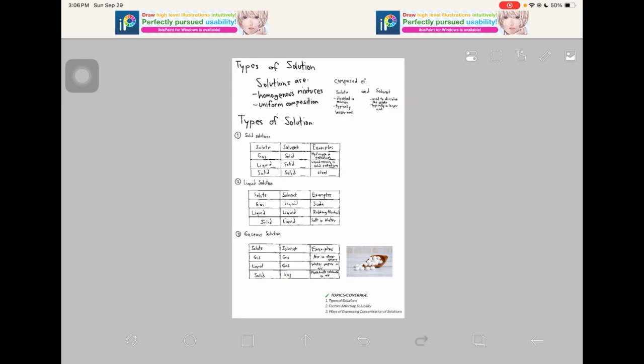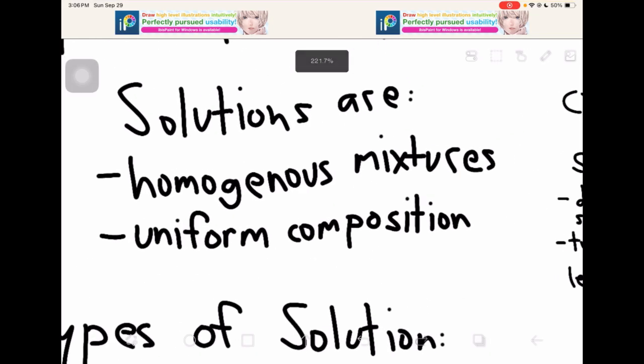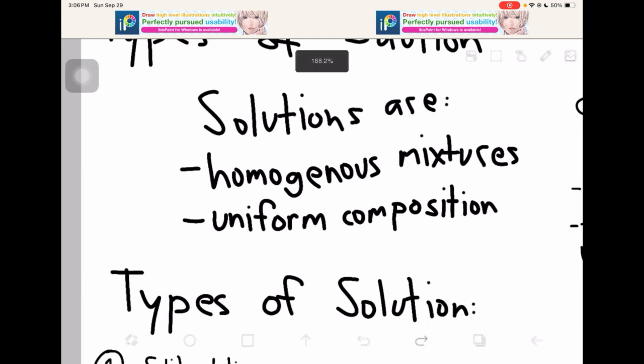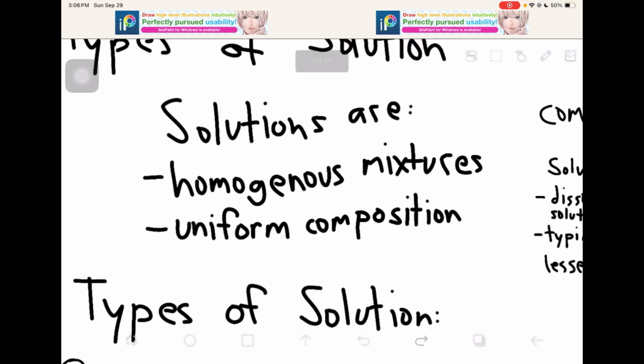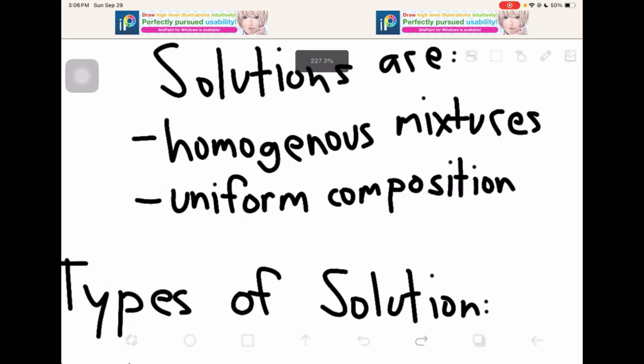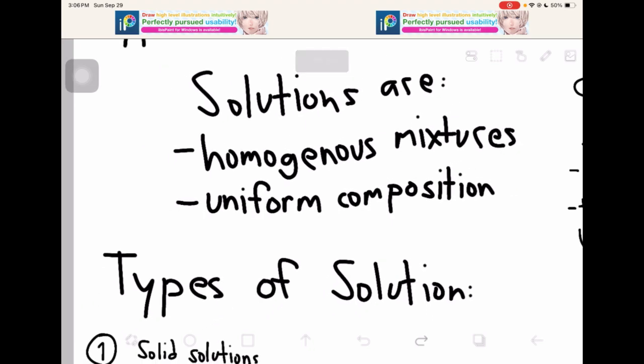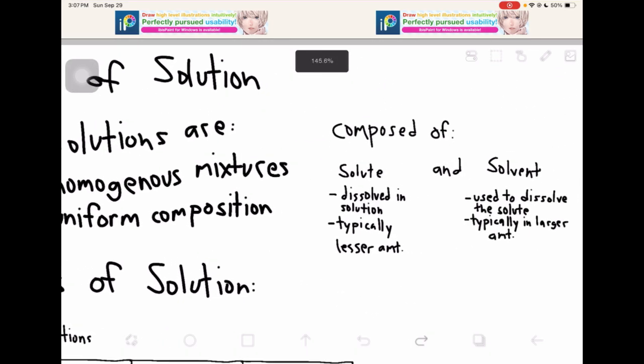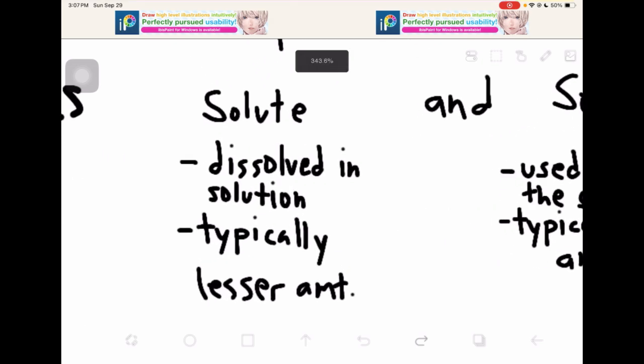So let's start. Solutions are just homogeneous mixtures, which means you can't tell apart the elements that are in there, but they are made out of two or more pure substances or elements. They also have a uniform and consistent composition throughout the sample. Solutions are made out of two things, the solute and the solvent.